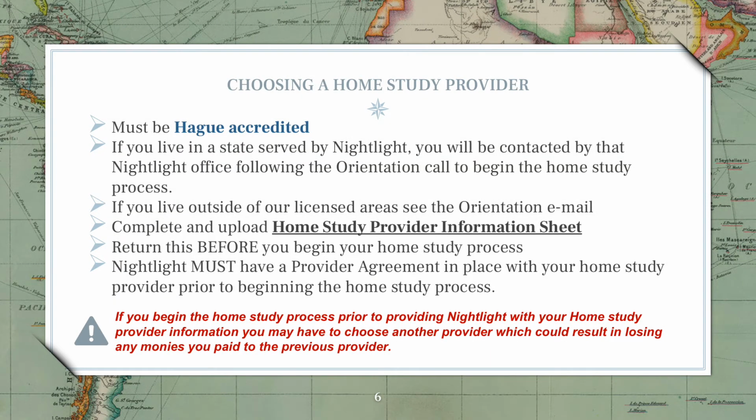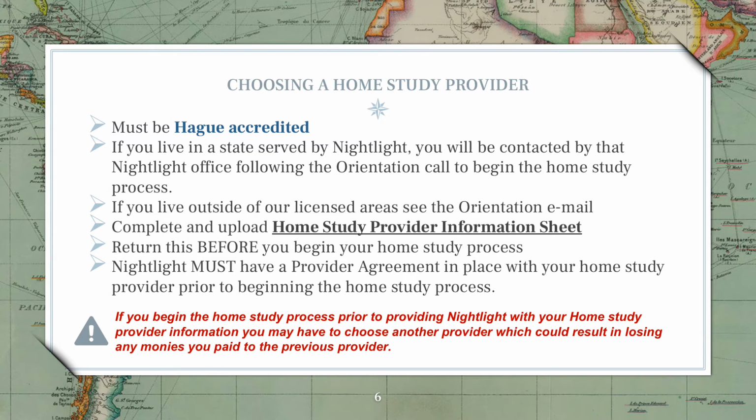Next, we'll talk about choosing a home study provider. Nightlight is your placing agency for your adoption. If you live in a state where we have an office, we'll also be your home study agency. If you live outside of our service area states, you must choose a home study provider, and it's imperative that your home study agency is Hague accredited.